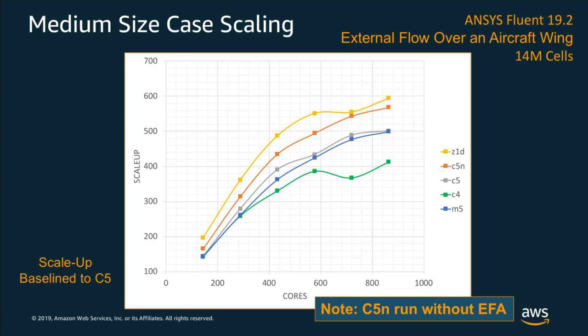Similar results are seen for the medium-sized case. At 14 million cells, this case is not quite an order of magnitude bigger in size than the small case that I just showed. Still, relative behavior is similar between the scale-up curves. Whereas for the smaller case, scaling was seen to around 250 cores, scaling for the medium-sized case is seen to above 800 cores for the C5N instance. Scale-up for C4 is to about 600 cores.